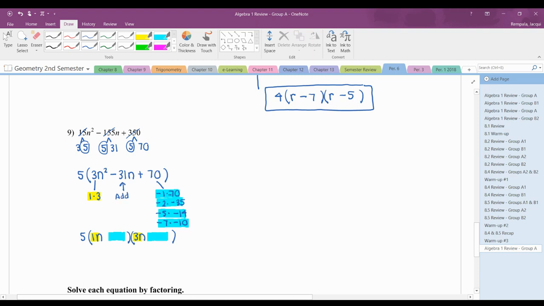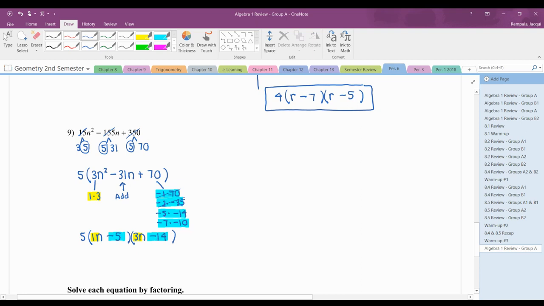Okay, so let's think about some numbers here. Obviously, -1 and -70, not going to work because 70 is already bigger than 31. Same thing with the second option. 35 is already bigger than 31. So it's between the last two, -5 and -14, or -7 and -10. Okay, so when we guess, it doesn't really matter, but we can guess. So let me just do the first one. So I'm going to put -5 first and -14 second.